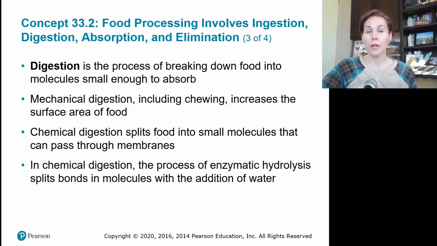So initially, we have mechanical digestion. We chew our food, and that increases the surface area of the food. We smash it all up and we swallow it. Chemical digestion splits the food further into smaller molecules that can pass through membranes. And this is going to happen in your stomach with all that stomach acid, right? In chemical digestion, the process of enzymatic hydrolysis splits bonds and molecules with the addition of water.